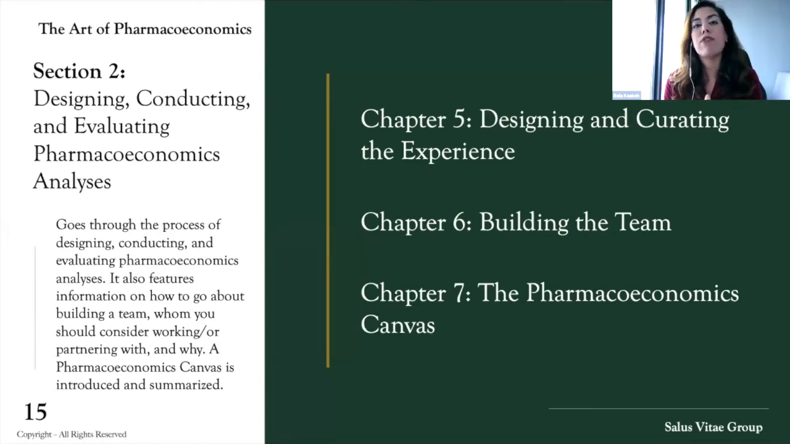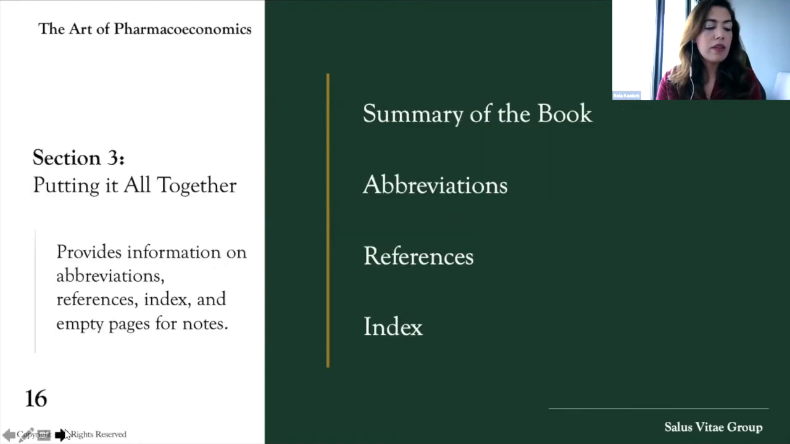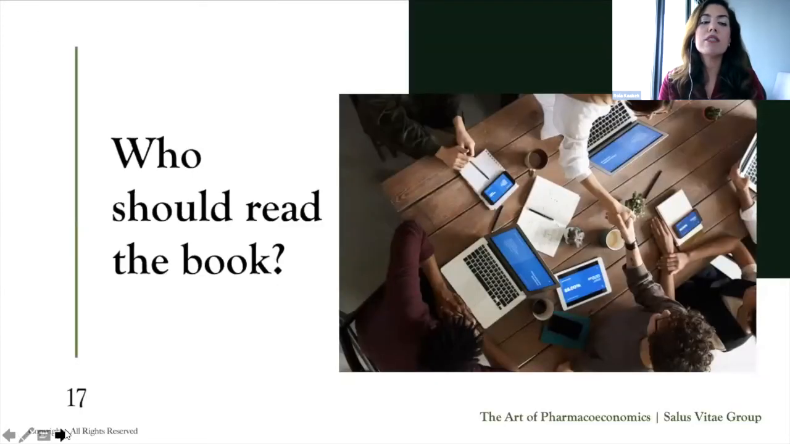And then we go into the pharmacoeconomics canvas, which is that roadmap and framework that integrates all the different elements so that you can see them as a whole, and then we go into them in much more detail. Section 3 is just pulling it all together. It provides the abbreviations that are used throughout, and all the references are there. There are also several empty pages at the end of the book, because throughout the book there are several reflection questions. New information is introduced, and then you are able to take notes after.